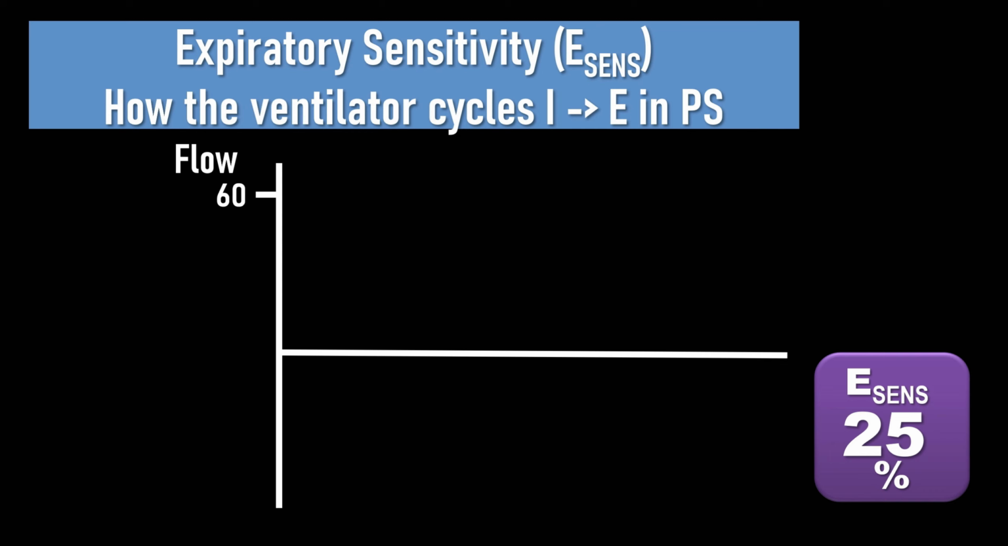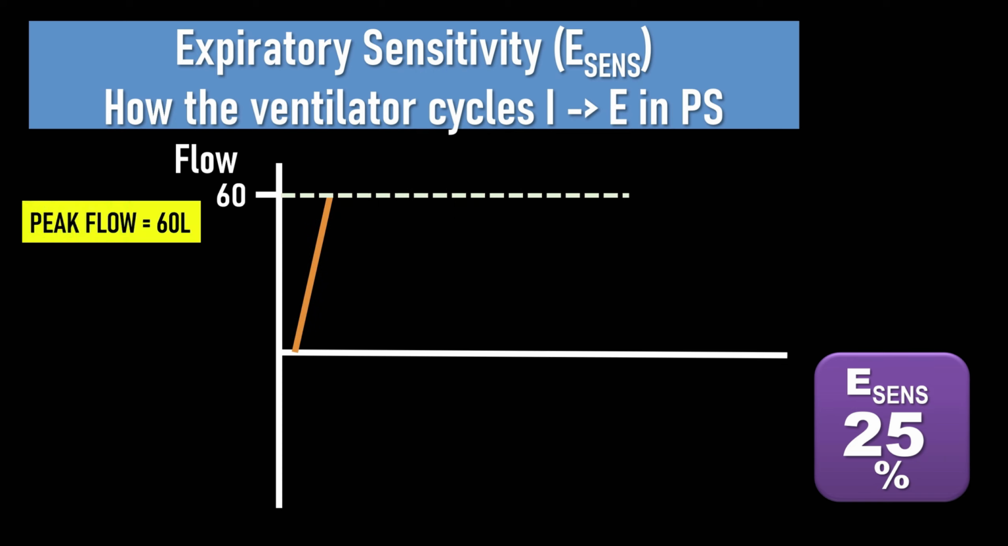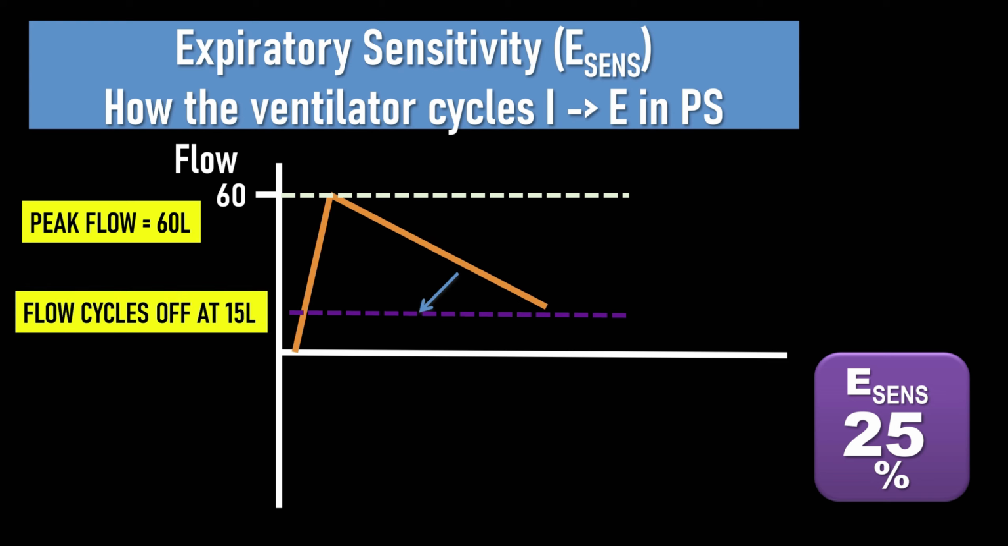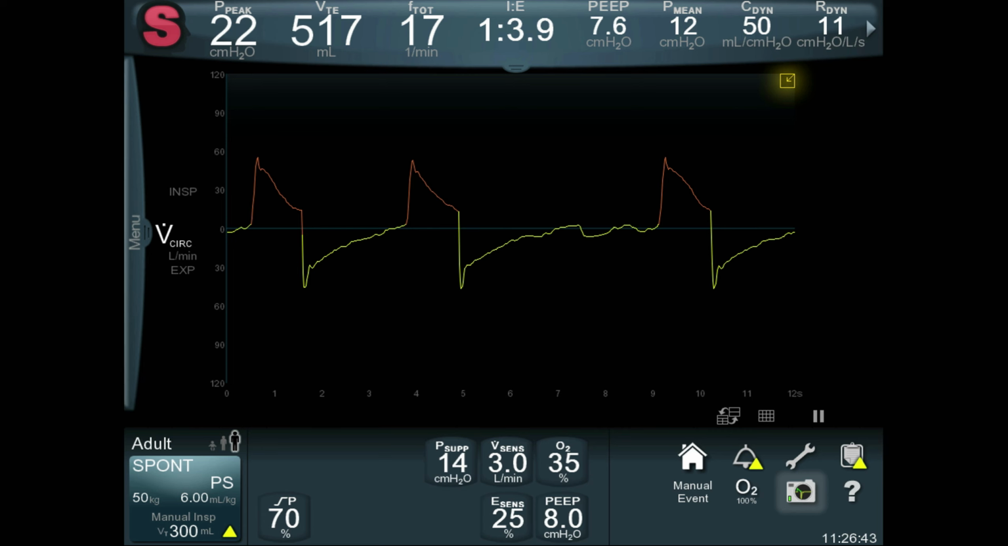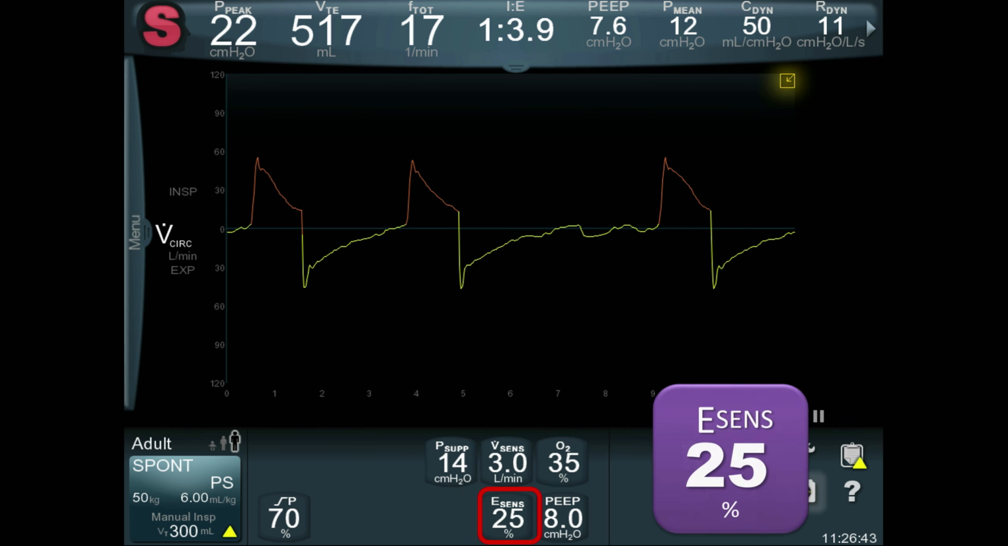In this example, I'm using 25%. The patient takes a breath and the peak flow is 60 liters. That means with the expiratory sensitivity of 25%, inspiration will stop when flow reaches 15 liters. The breath never reaches baseline, so you see this shaved off appearance on the flow waveform, and the breath immediately goes to exhalation. There is no inspiratory pause. This is what you see on the screen of a patient who's on pressure support ventilation. Again, on the bottom in the middle is the expiratory sensitivity, 25%.